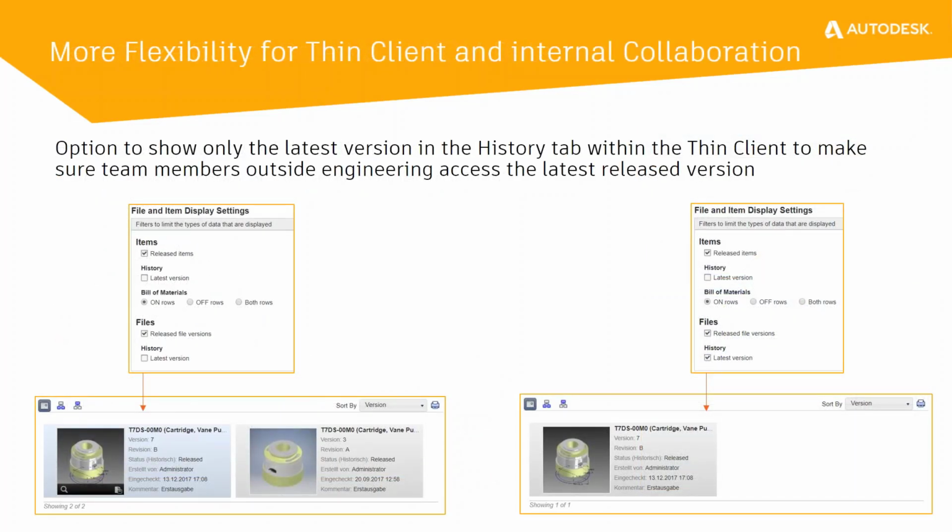Now, one of the key requests on the Vault Ideas page is making sure team members outside engineering access the right design version in the thin client. By adding a configuration option for the administrator to show only the latest versions in the History tab in the thin client, team members outside engineering can gain access to the latest release design data only, minimizing the chances of using information that might be out of date.